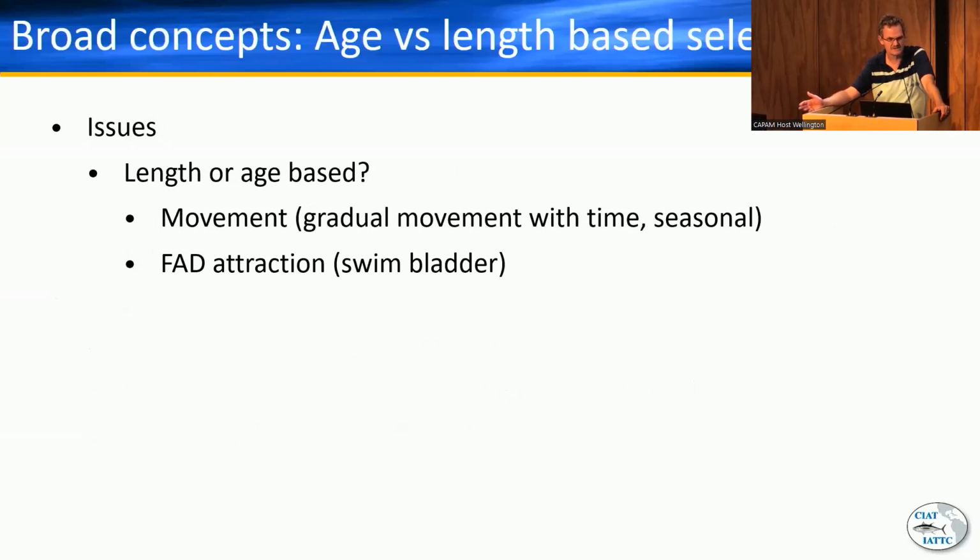There's some weird stuff that goes on with tunas, like attraction to FADs. I mean, what's causing that? Is it an age-based process or a length-based process? Does the swim bladder develop based on age or length? In the Indian Ocean, they have small fish and big fish in the unassociated sets, and we don't really know why that happens. Is that age-based or length-based?